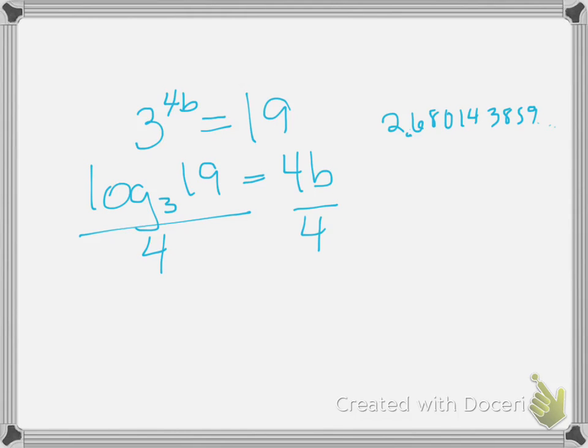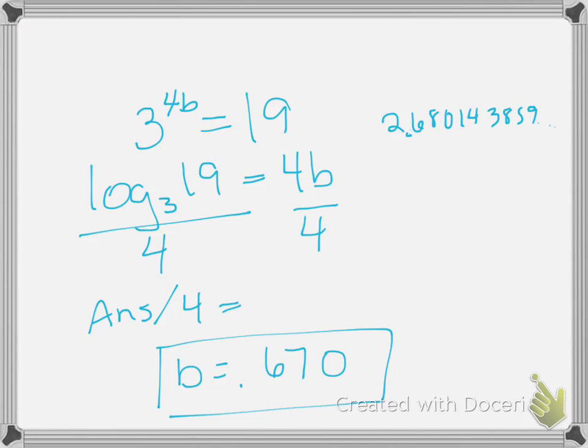So in my calculator, after I've done the log base and push enter, all I'm going to do is hit divide. So now my calculator says ANS divide. I'm going to put 4, and now I know that B equals 0.670. Okay, so you want the whole answer in there because you don't want to lose the decimal. You want to keep all those decimal places. So that's why we just hit answer.